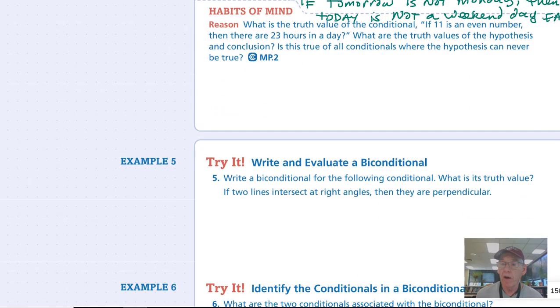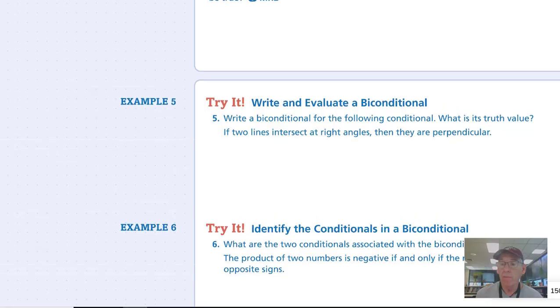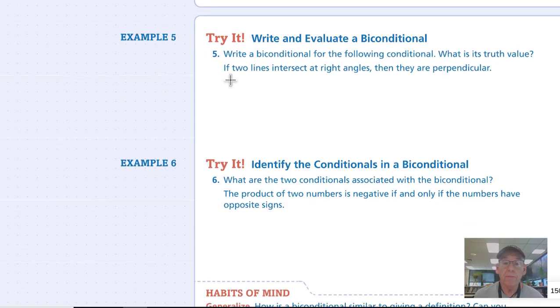Let's look at example 5 here. Write and evaluate a biconditional. Biconditional is P double arrow Q, P if and only if Q, or Q if and only if P. So the order doesn't matter in a biconditional. If we can write a biconditional, it's assumed to be a true statement, or it needs to be a true statement. So here's our conditional, and then we need to check its truth value.